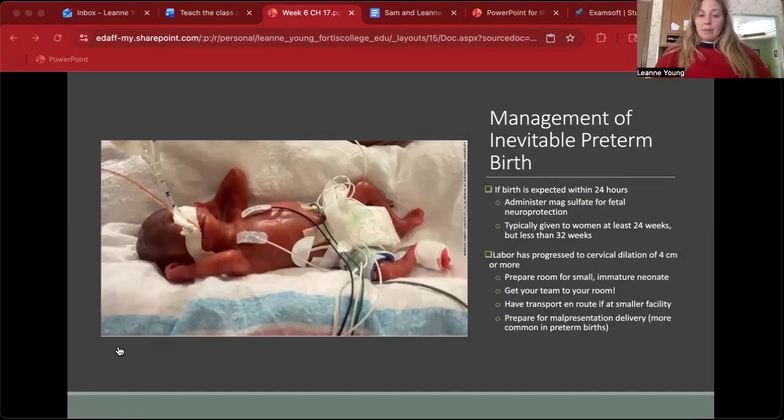Prepare for a malpresentation. So, this is more common in preterm births, right? A smaller baby can move around still in the womb in gestation and change position way more frequently than a 35 to 40 week pregnancy. So it's oftentimes that these babies are born breech or these babies are born with a malpresentation. So we need to be prepared for that.